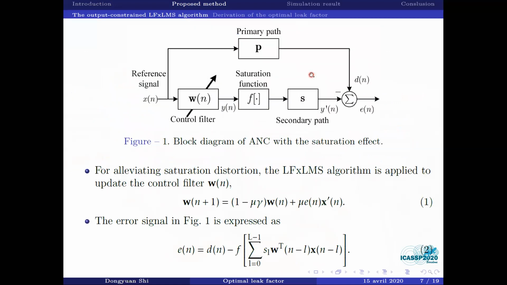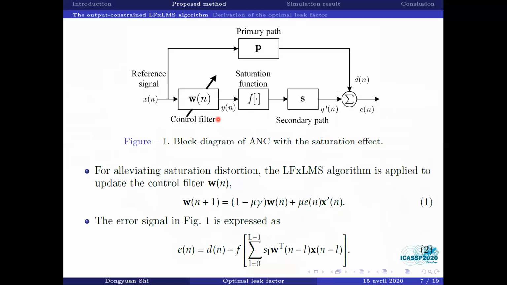In this slide, figure 1 shows the block diagram of an ANC system with the saturation effect. In this picture, P stands for the primary path, W_N stands for the control filter, and S denotes the secondary path. To simulate the saturation effect of the system, we insert a nonlinear saturation function F in between the control filter and the secondary path. This saturation function can be a sigmoid or arctan function.